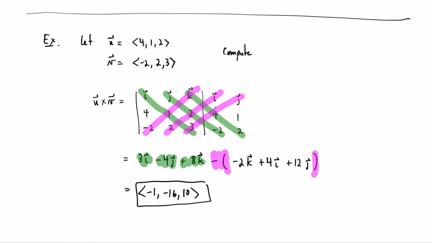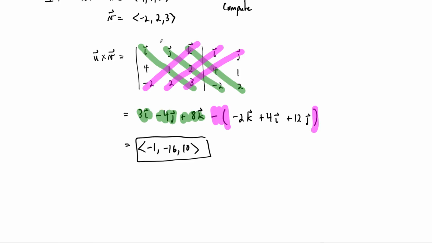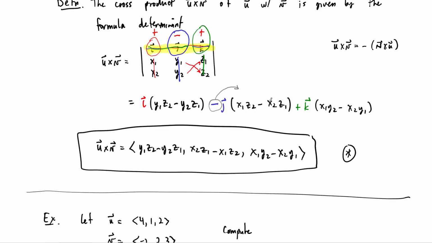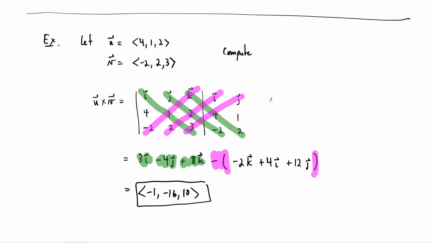So this is this method: you just copy the columns, the i, the j column. You do this crisscross multiplication, and then make sure you add the ones that are going with the negative slope, which is weird, and subtract the ones that have the positive slope in terms of the diagonal lines that you've made. But otherwise, that's how you can compute the cross product when you have components of the vectors.